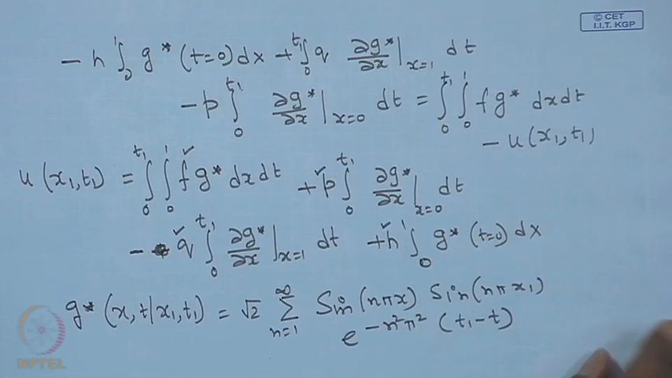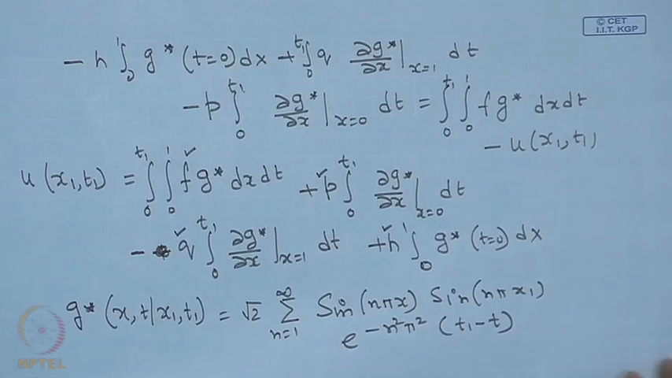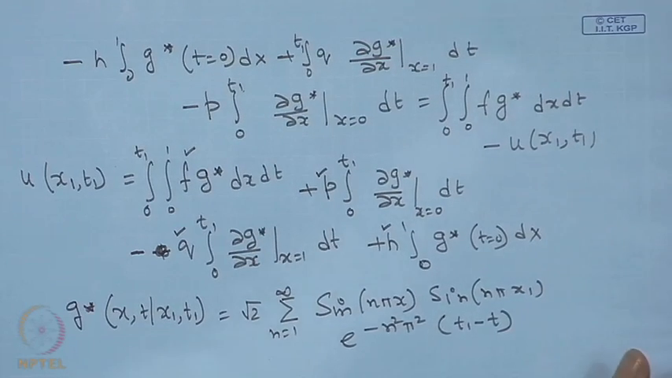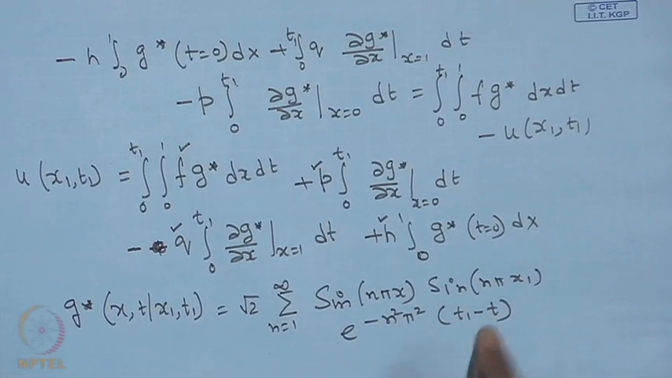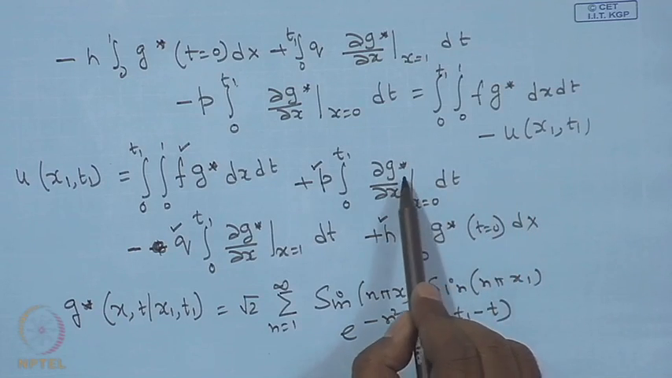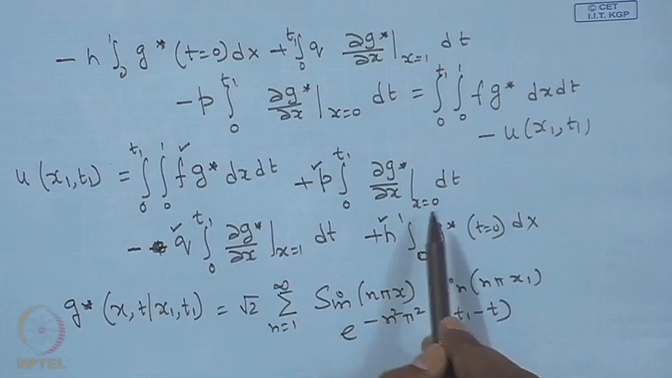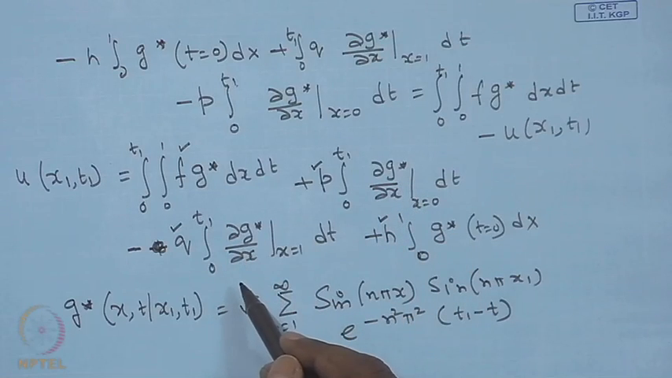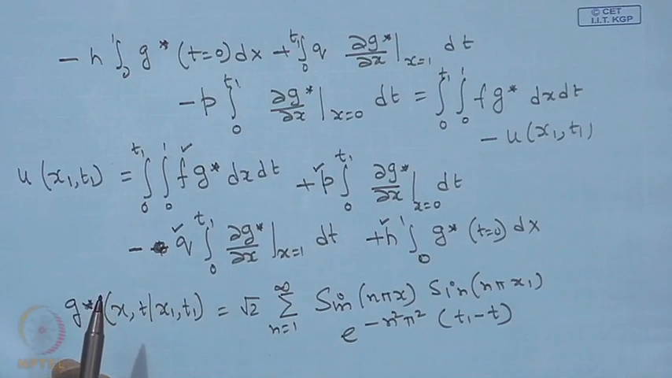Now, in order to evaluate these integrals, what we need to evaluate? We need to evaluate G star at t is equal to 0, that is number 1. Second, we have to evaluate del G star del x at x is equal to 0. Third, we have to evaluate del G star del x at x is equal to 1. So, let us do that.